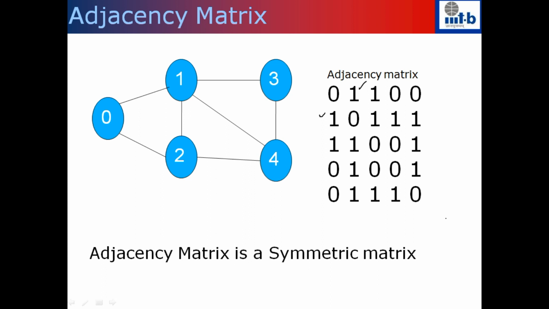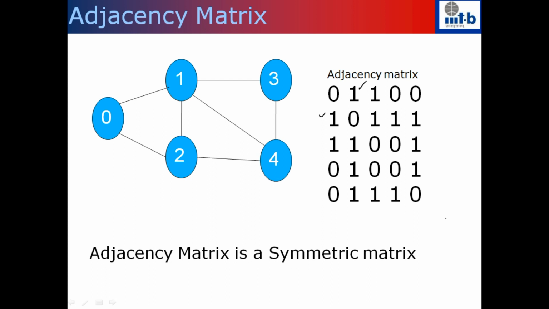So in this matrix, most of the entries will be 0, but we still need an order n square space to represent it. A quick example: let's say we want to represent the Facebook network, where individuals, people, are the nodes, and if a person knows another person, there is an edge between them.